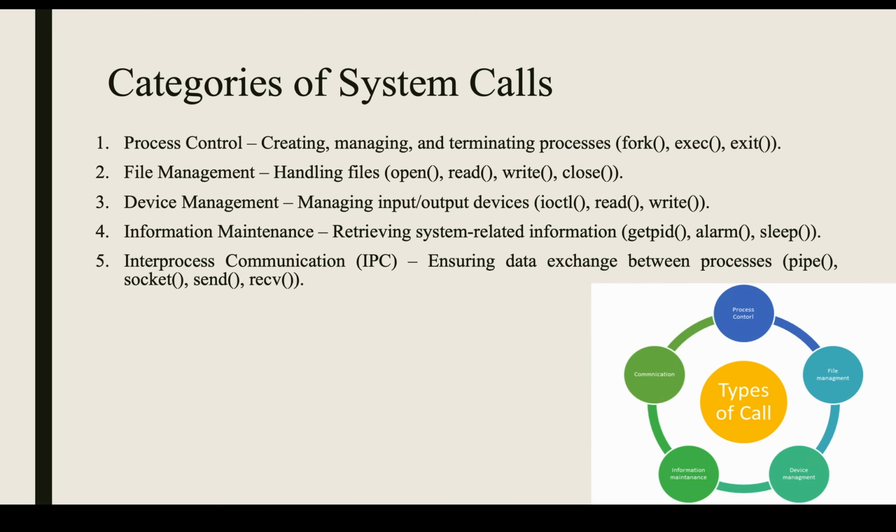There are various types of system calls such as process control, file management, device management, information maintenance, inter-process communication. In process control, this deals with the complete process of controlling a particular process which includes creating, managing, and terminating the process. File management deals with handling the files and the data related to it, such as opening the file, reading the file, writing the file, and closing the file.